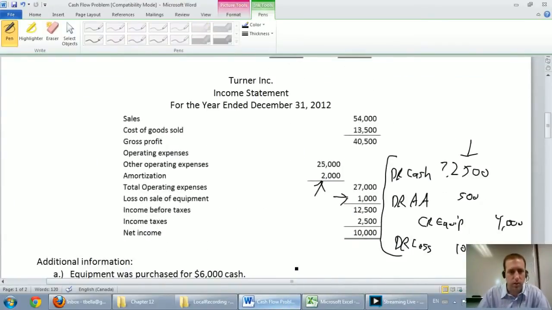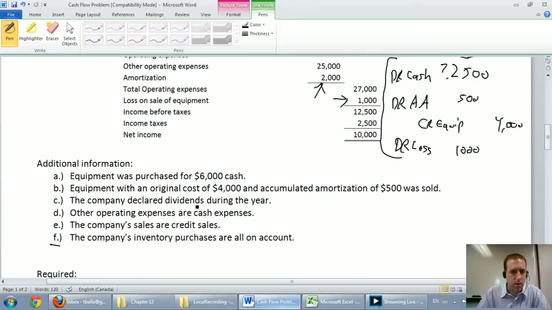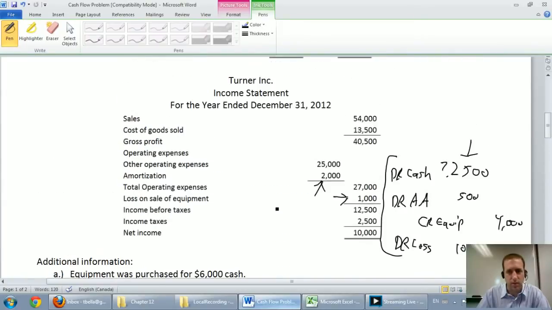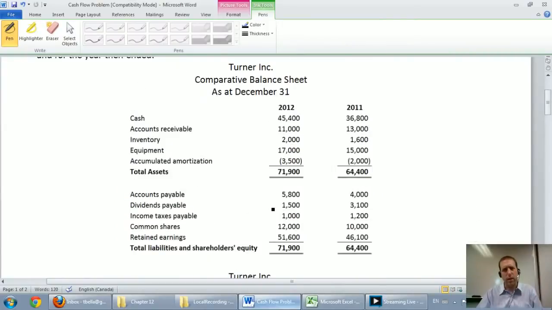This one's a little bit tricky. It does say that the company declared dividends during the year, but it doesn't say for how much. And if you look at your income statement and you look at your balance sheet, there's no dividends on there. There's dividends payable. There's no actual dividend amount. And you've got to ask yourself, well, where are the dividends? What statement are they on? And they're on the statement of shareholders' equity or the statement of retained earnings.